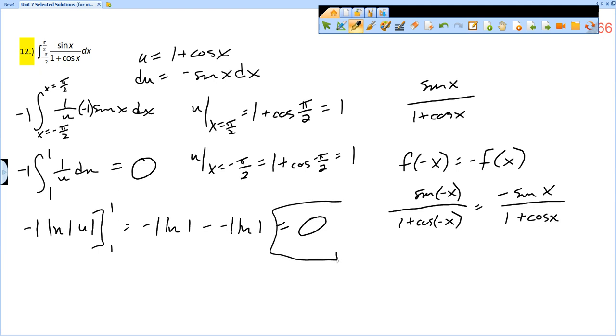So you could have gotten that it is 0 right off the bat, because for an odd function, the integral from negative a to positive a of f of x dx will always be 0.